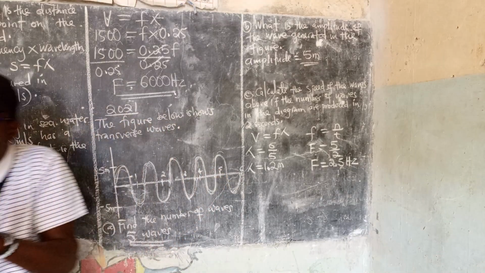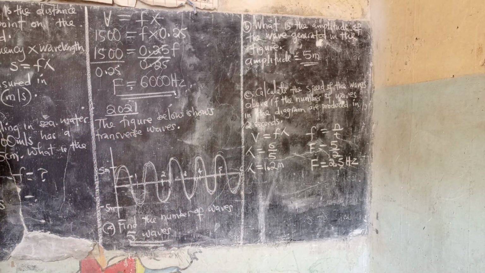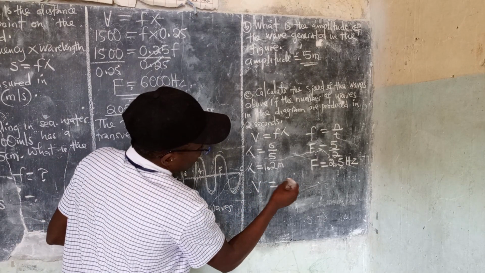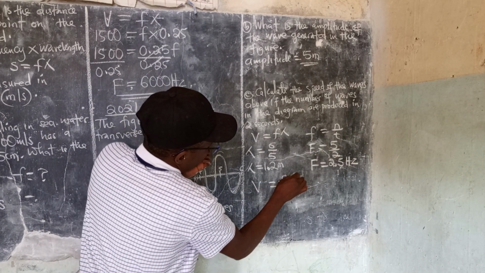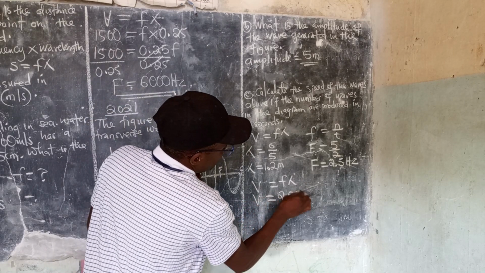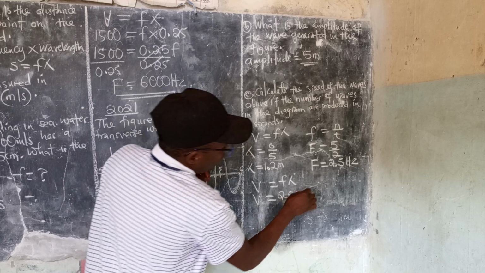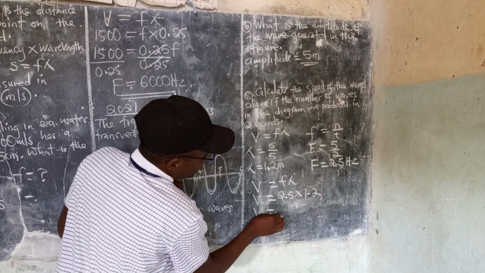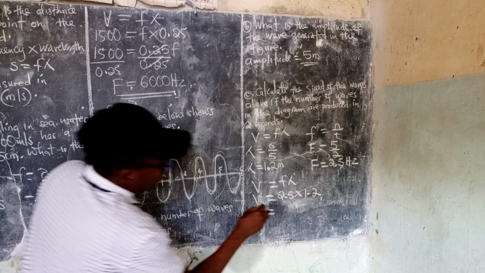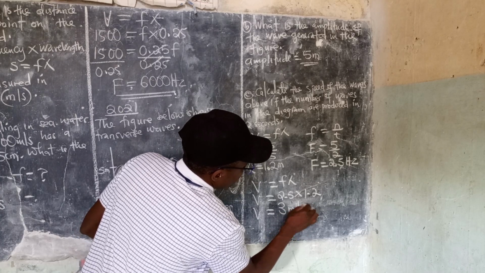Have we found the speed? No. Now this time around we can find the speed. This is 3 marks if I'm not mistaken. So now V is equal to what? V is equal to f lambda. What is our f? 2.5. Times what is our lambda? 1.2. If you multiply 2.5 times 1.2, you get 3. So 3 what? Meters per second.